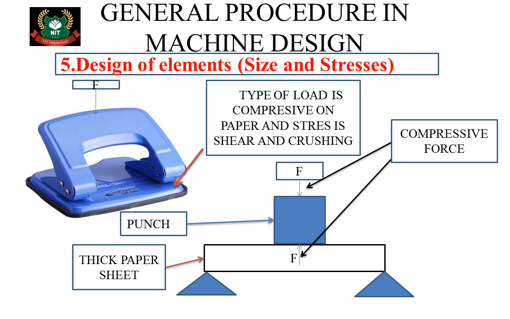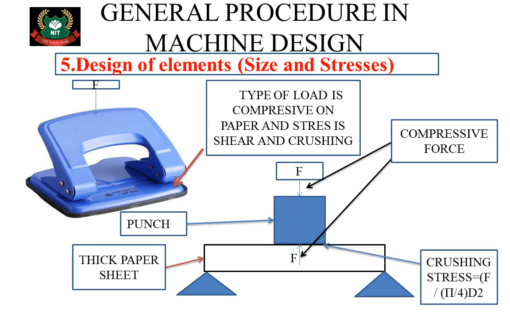When compressive force acts on the thick paper sheet, what happens here? The crushing stress will be developed. Why crushing stress? Because crushing stress is nothing but the stress created at the area of contact between two mechanical components. So here the area of contact is a circular shape of the punch. That's why area is pi by 4 into d square, and crushing stress is equal to F upon pi by 4 into d square.